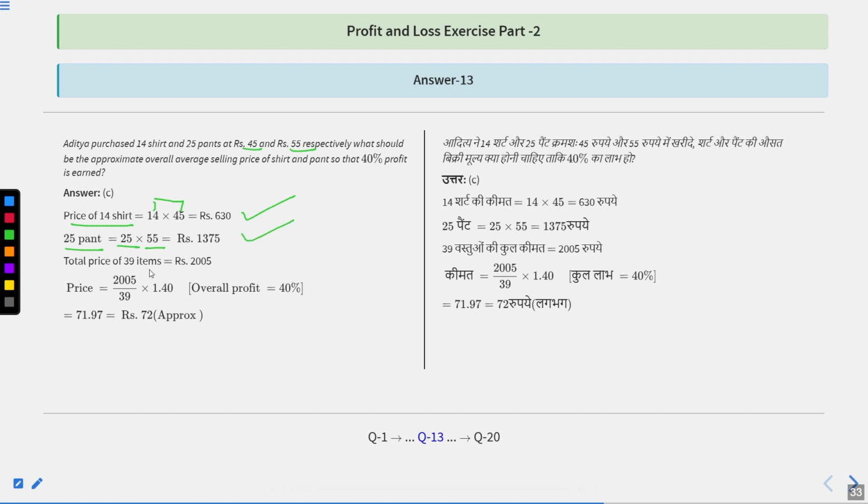So what is the total price of the 39 items? When we add up 14 and 25, we get a total of 39 items, and we add the total price, 630 plus 1375. We get 2005. The question asks what is the average selling price. So first we need to find the average. We divide the total amount by 39, and the selling price should be 40% above the cost price. So we multiply by 1.40 because the overall profit is 40%. So approximately we get the answer 72 rupees, which becomes 71.97. So we can say approximately 72 rupees. C is the correct answer.